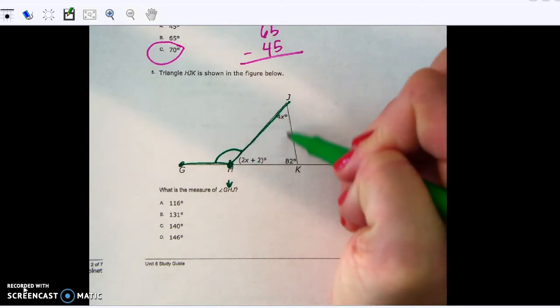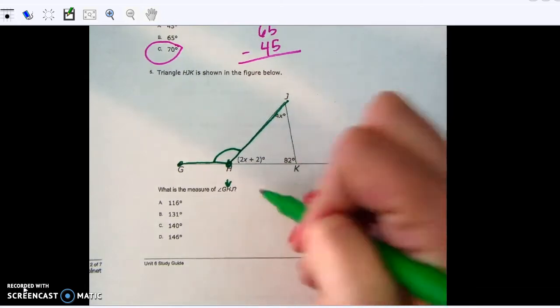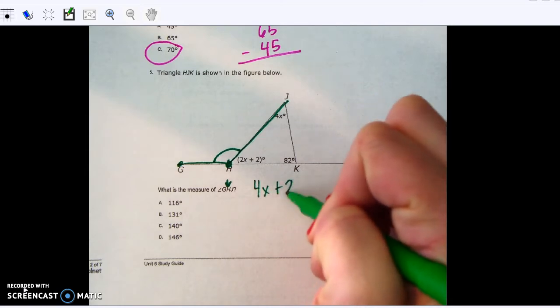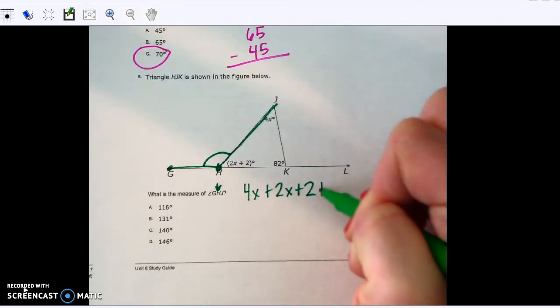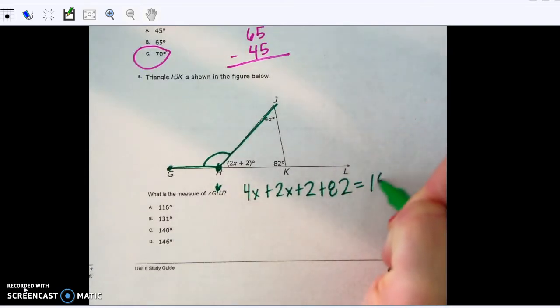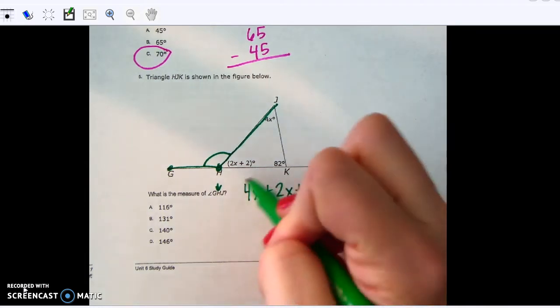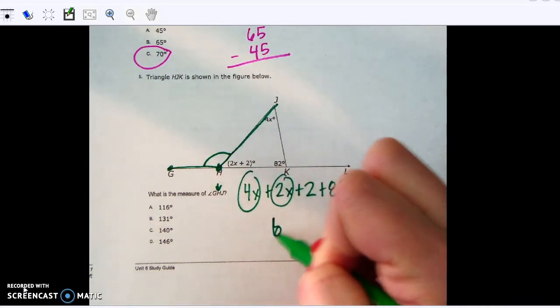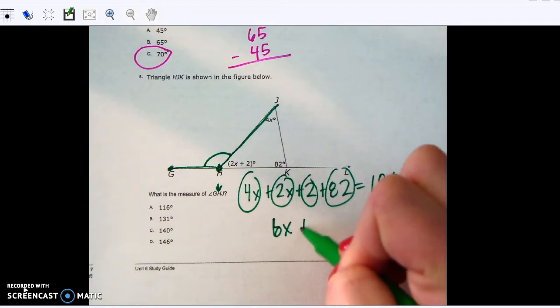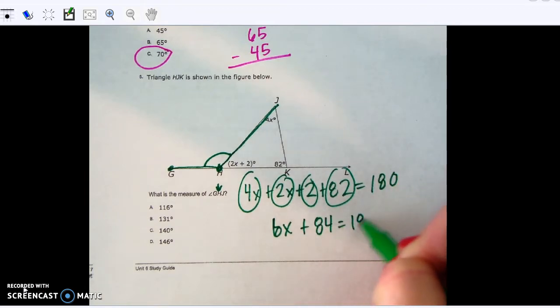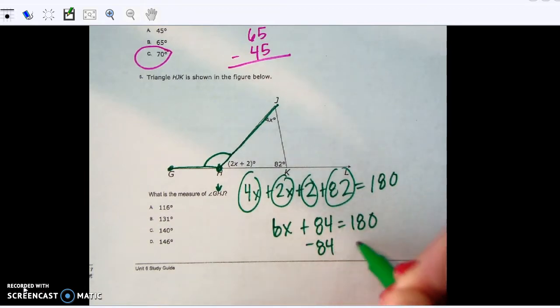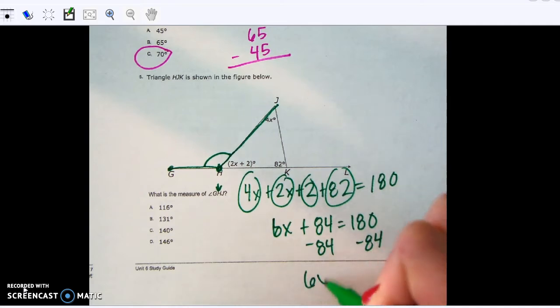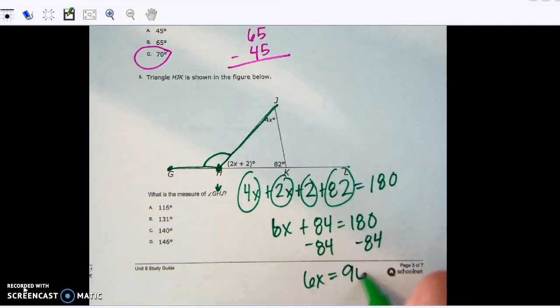To figure out what x is, I know all the angles in a triangle add to 180. So 4x plus 2x plus 2 plus 82 is equal to 180. Now I'm just going to solve this equation. 4x and 2x is 6x. 2 and 82 is 84, equals 180. Subtract 84 from both sides. So 6x is equal to 180 minus 84, which is 96. Divide both sides by 6. X is equal to 16.